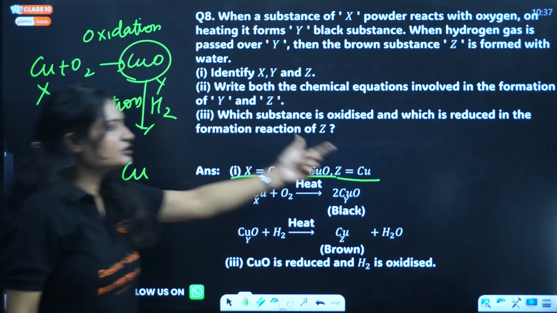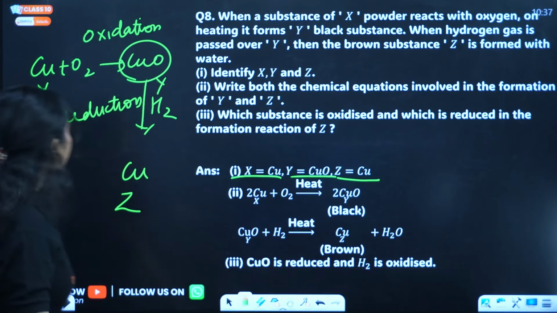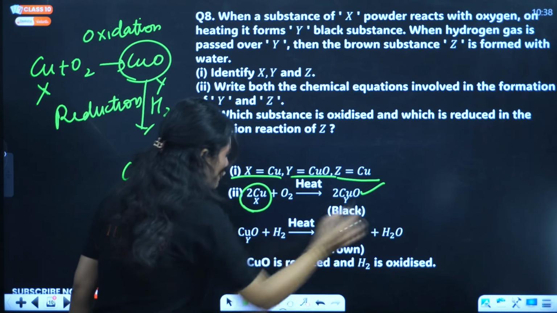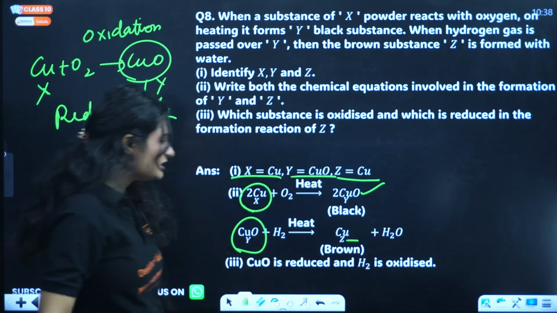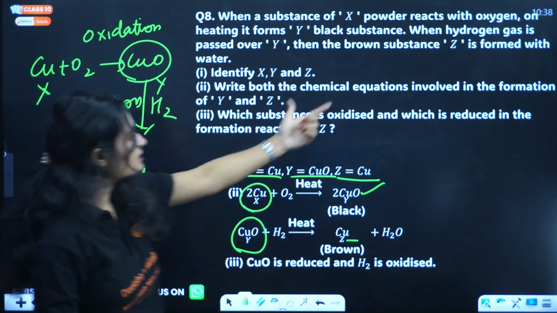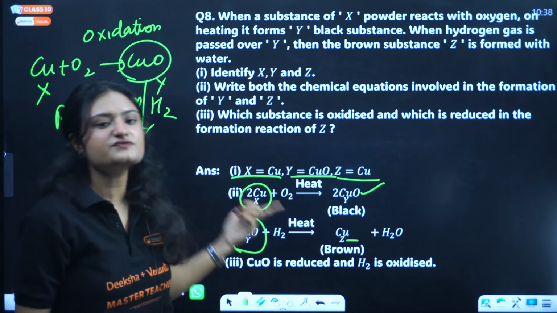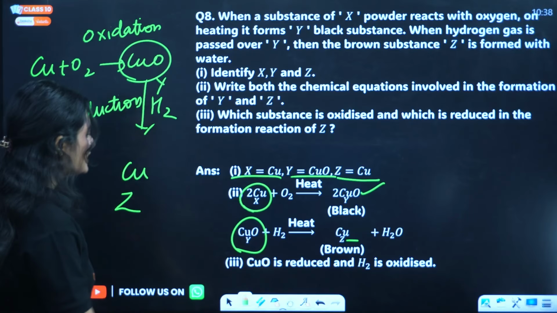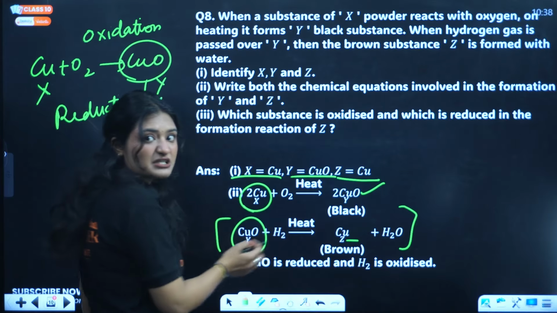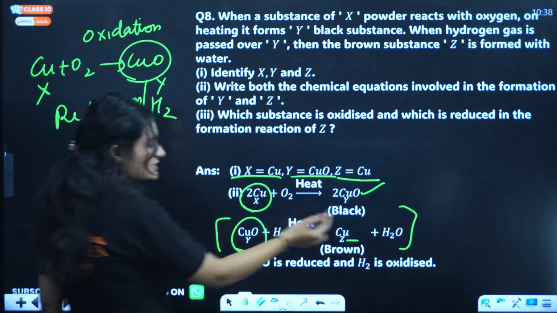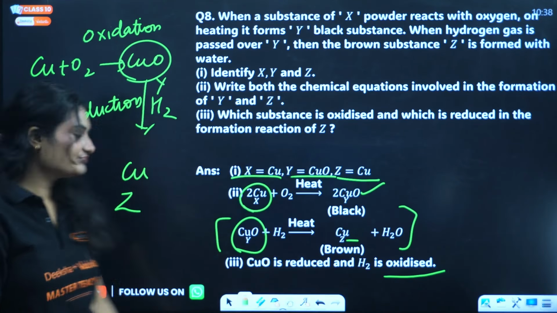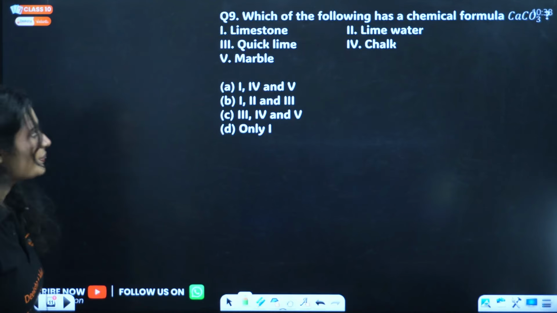Now which substance is getting oxidized, which is getting reduced? We know copper is getting oxidized and copper oxide is getting reduced. Okay, my dear kids? Now in the formation reaction of Z, copper oxide is getting converted into copper. That means it is getting reduced. And hydrogen is adding one oxygen, so that means it is getting oxidized. Okay, my dear kids? Moving on to the next question.